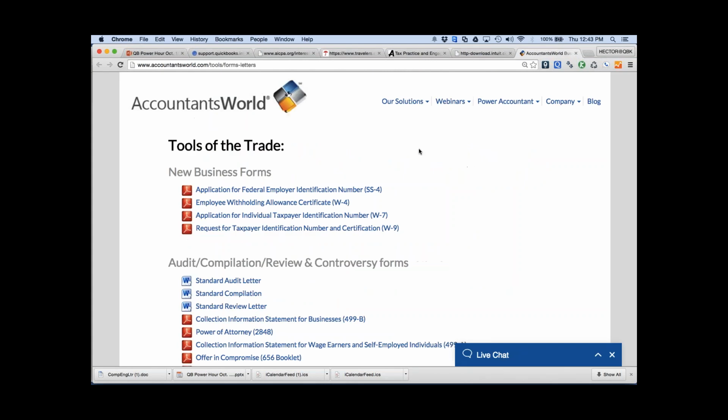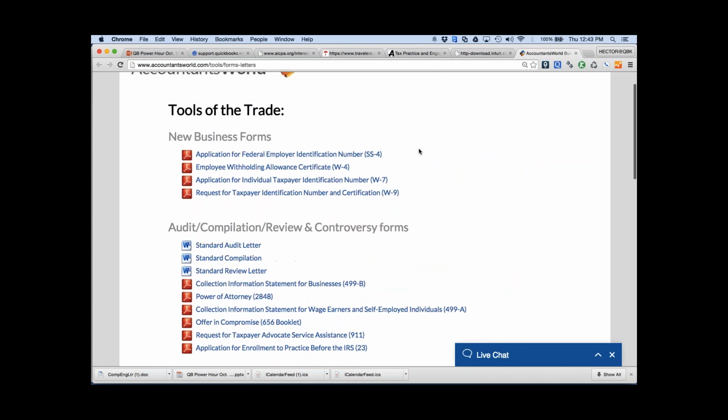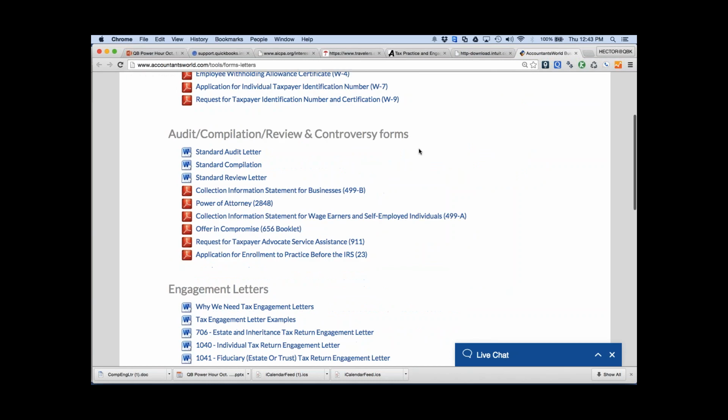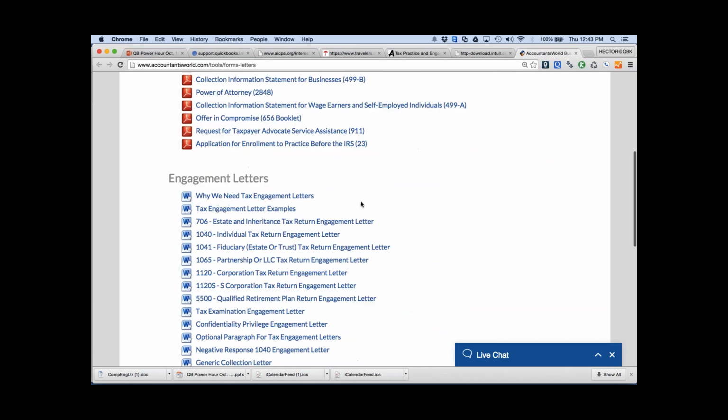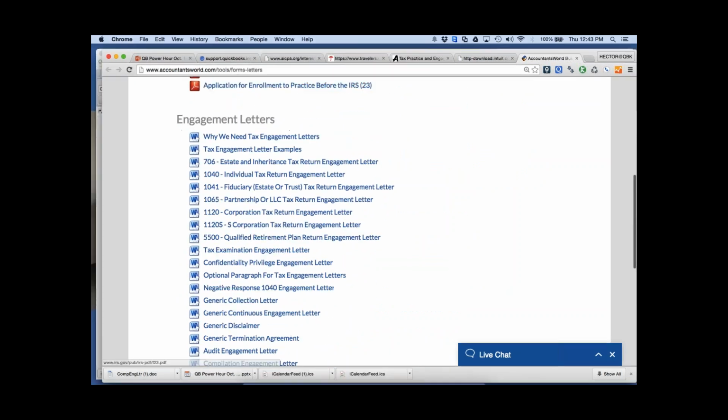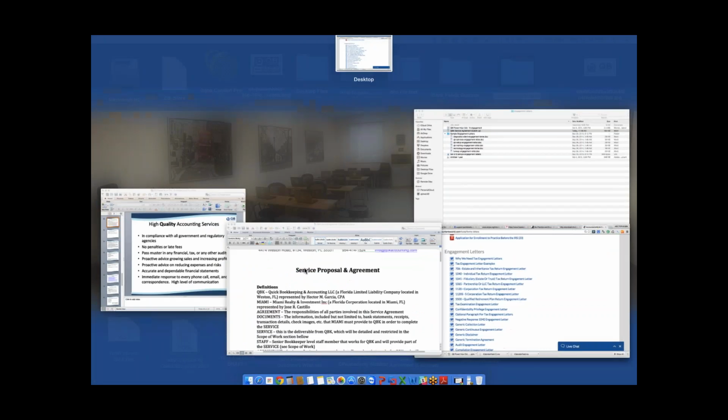And we have here Accountant's World, and that's all part of the links in there. There's an audit and review, compilation, and engagement letter for almost every type of engagement. But lastly, I will show you mine, and if you email me, I'll send you mine.